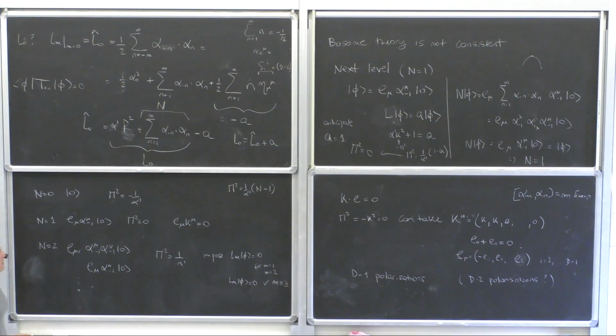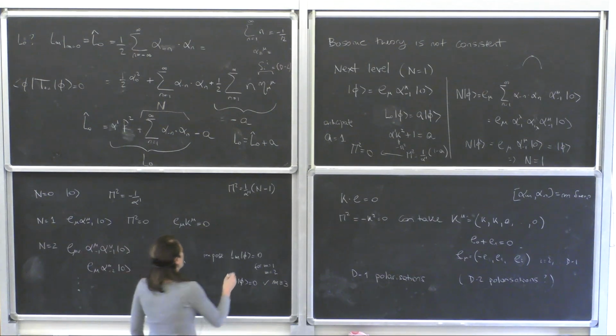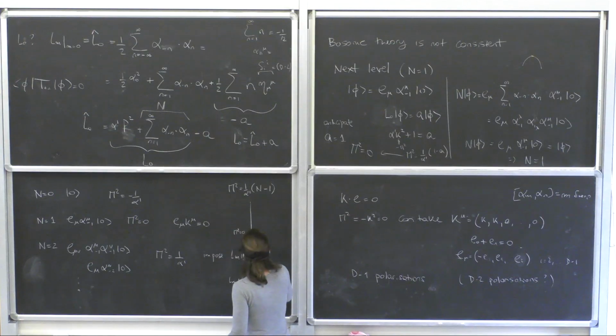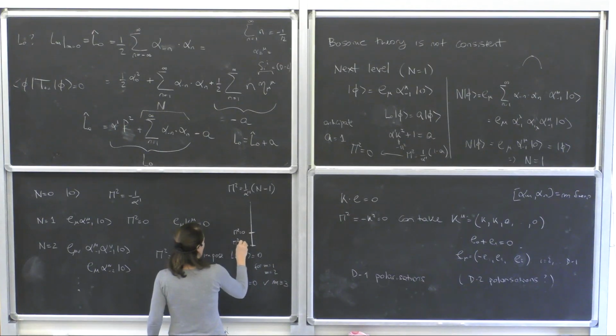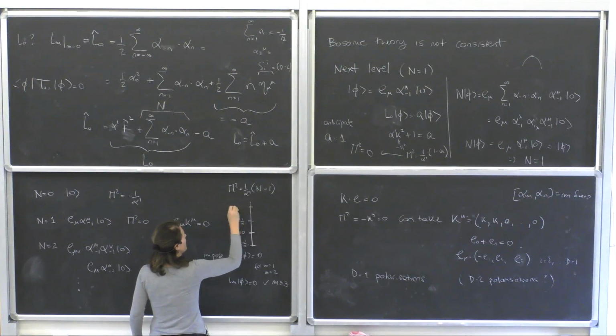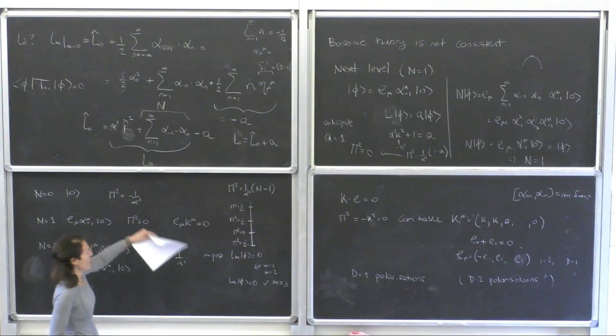And so what we get is a tower of states of mass. So if this is m squared equals 0, unfortunately we get this tachyon, m squared equals minus 1 over alpha prime. Then m squared is 1 over alpha prime, m squared equals 2 over alpha prime, etc.